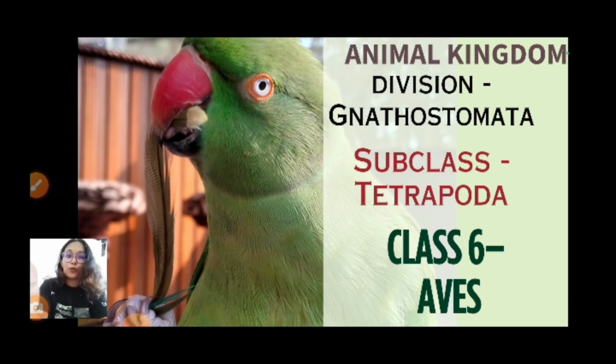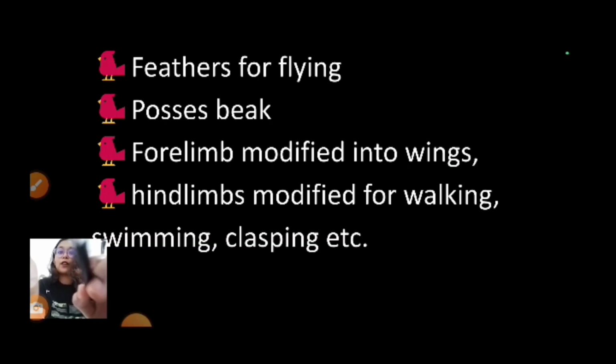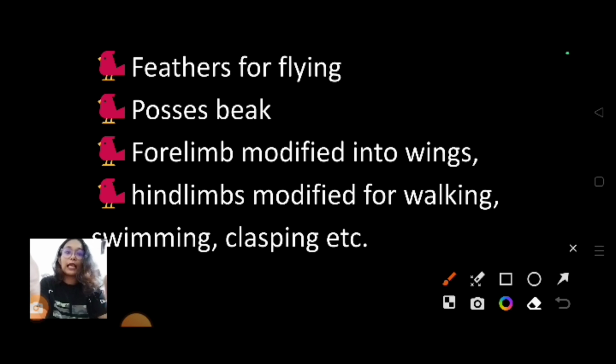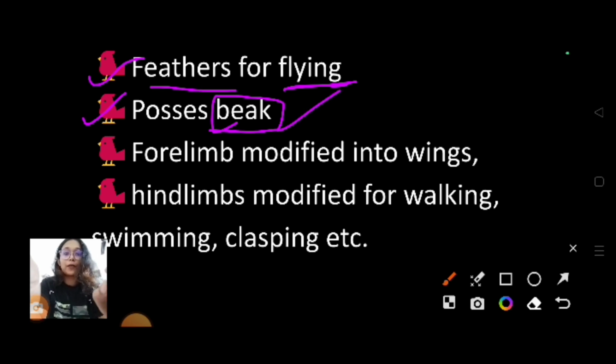In our previous class, we did class 5, that is reptiles. So let's see some characteristic features of the class Aves. The first point it is saying they are having feathers for flying. This is a unique feature to this class. Feathers for flying, as we know, this is very easy because birds have feathers, and they possess a beak and feathers. Is it clear?